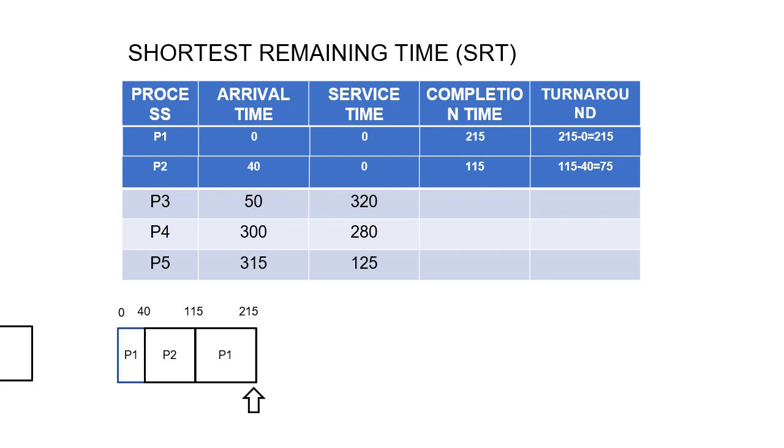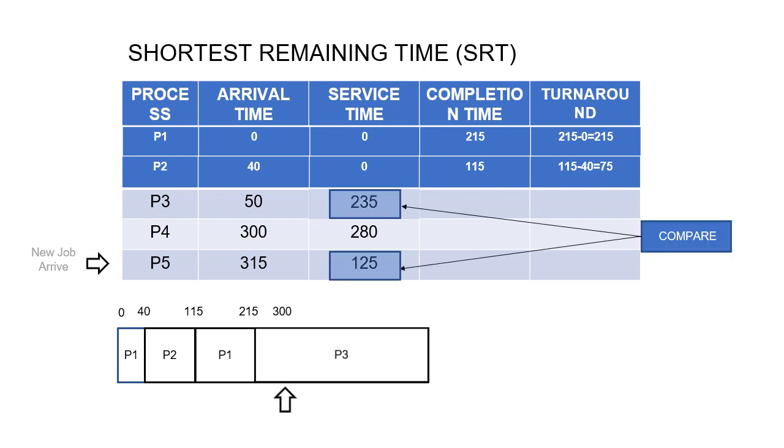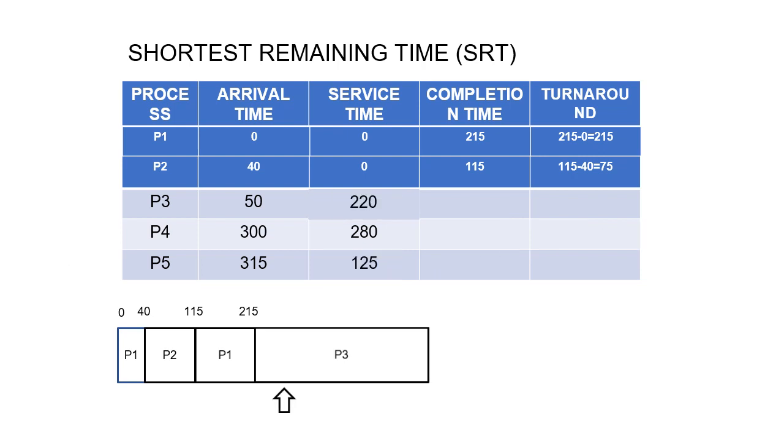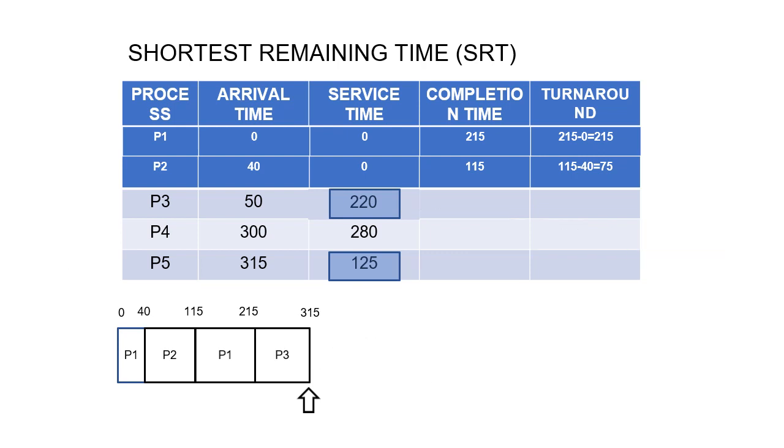After that, P3 will execute. It will execute until job P4 arrives at 300 seconds. The operating system then compares the remaining time of P3 and P4. P3 has the shorter remaining time, therefore P3 continues to execute until P5 arrives at 315 seconds. The operating system compares the remaining time between P3 and P5. P5 has the lower remaining time, therefore P5 executes first.